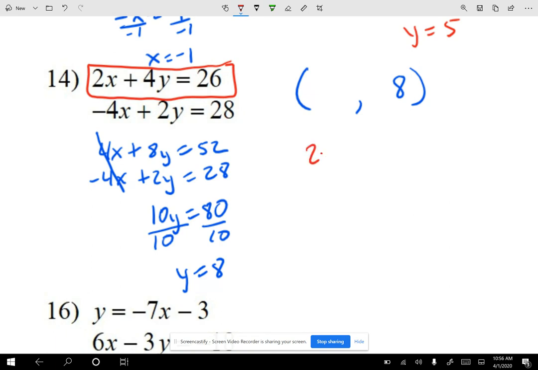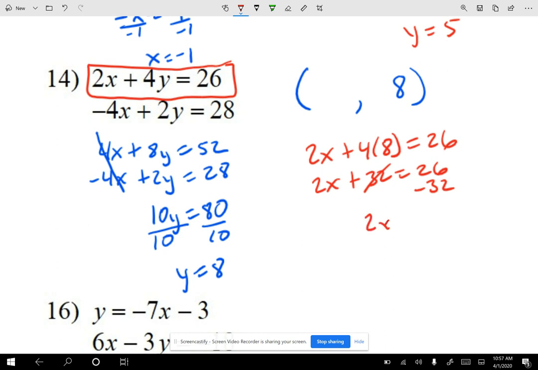So I have 2x plus 4 times 8 is equal to 26. So 2x plus 32 equals 26. Now the 32, let me move it over as a minus 32. So I get that 2x is equal to negative 6. Let me divide by 2. x equals negative 3. So I know my x value.